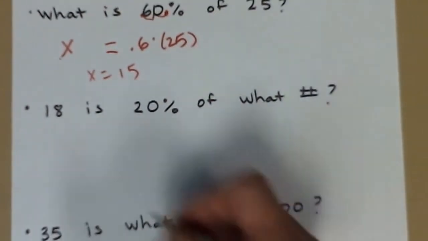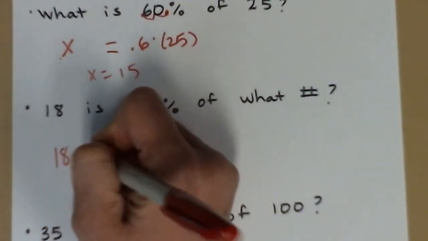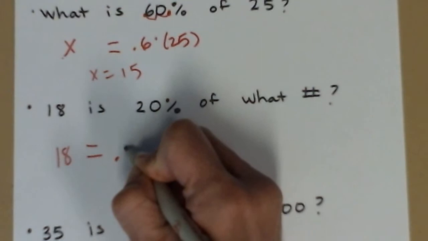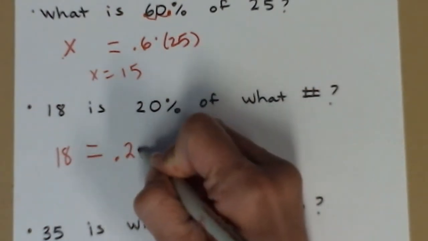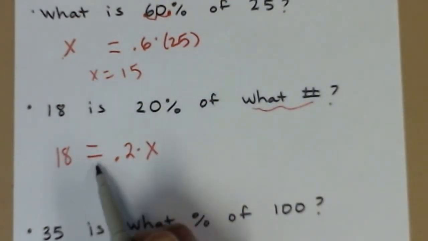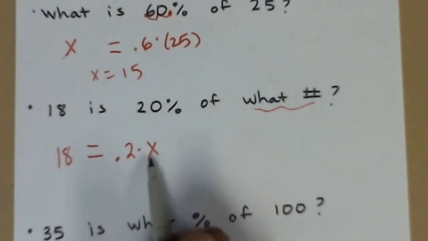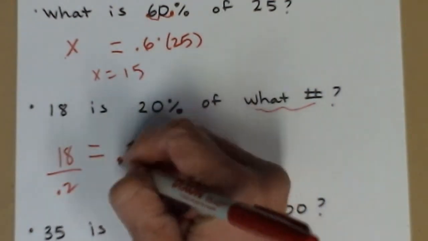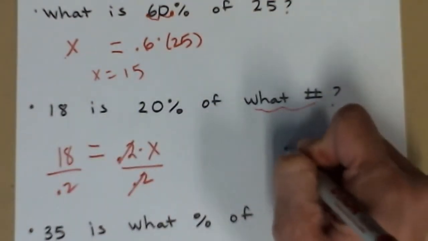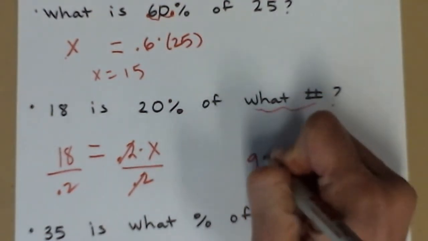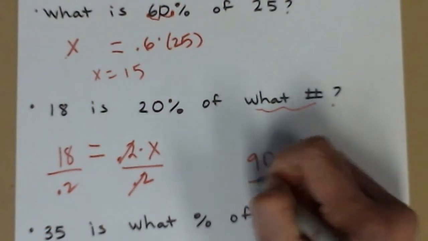Okay, let's try the next one. 18, numbers just go in, is, remember, equals 20%, 0.2, of times what number? Hey, there's my what. That's the thing I don't know. So 18 equals 0.2 times x. To solve for x, we divide everybody by 0.2, and they'll cancel on the right side. So I'll get x equals 18 divided by 0.2. 18 is 20% of 90.